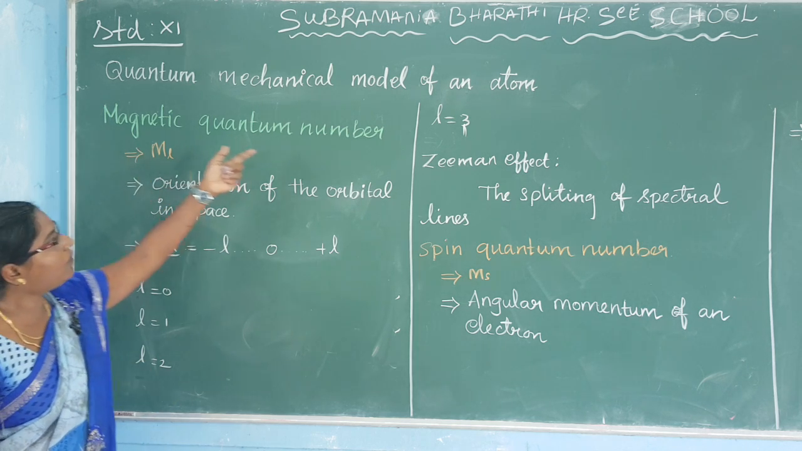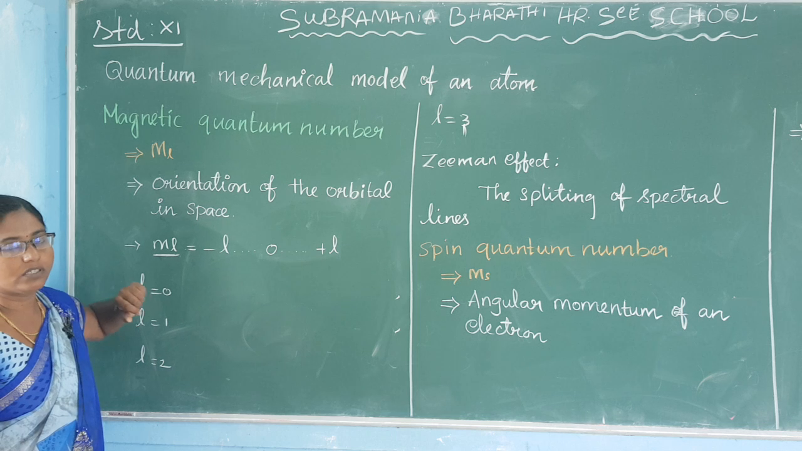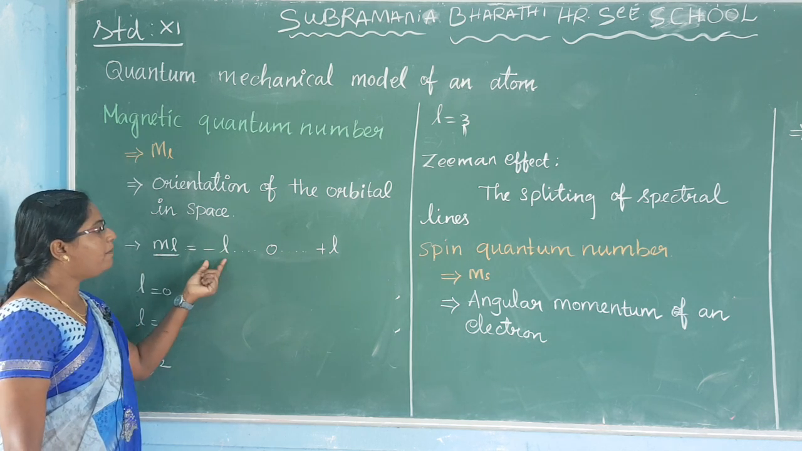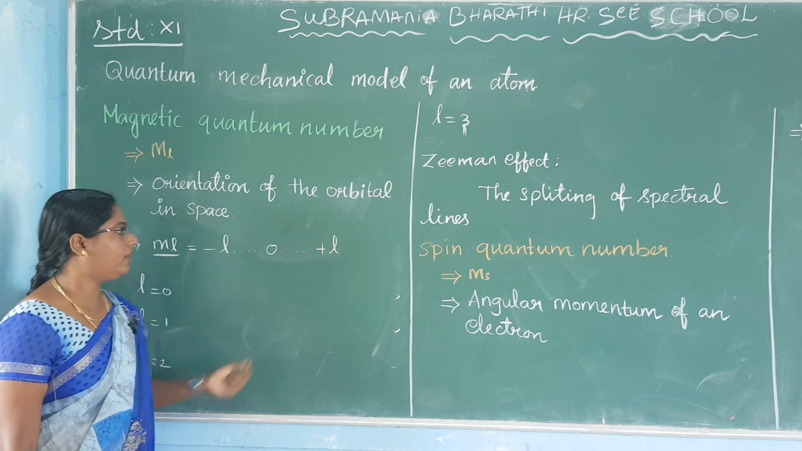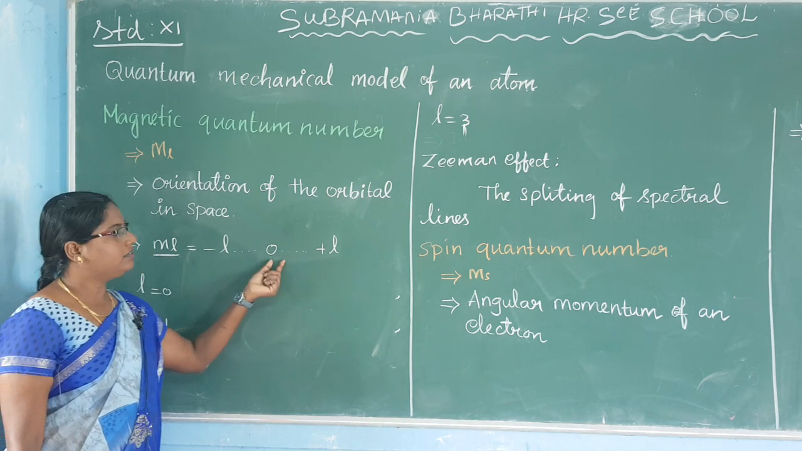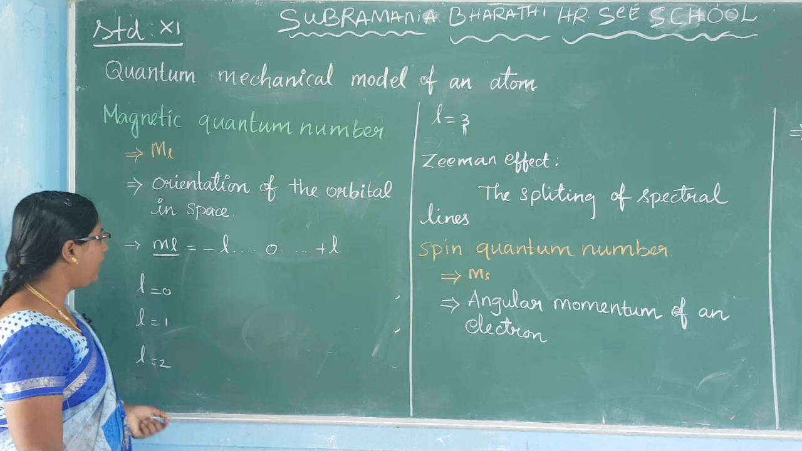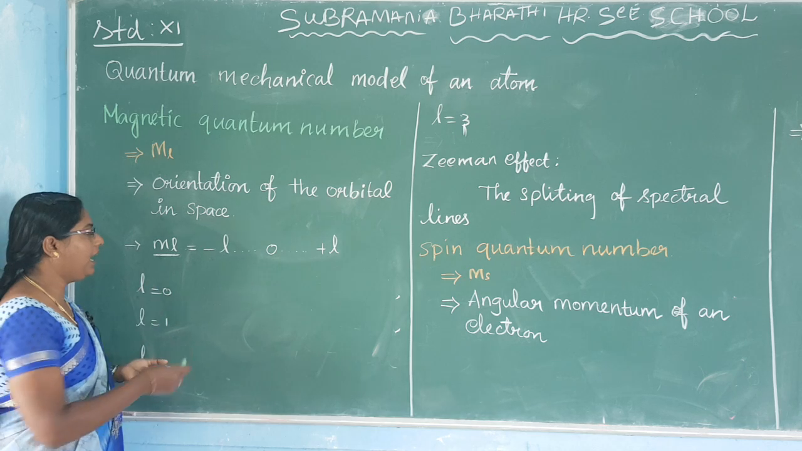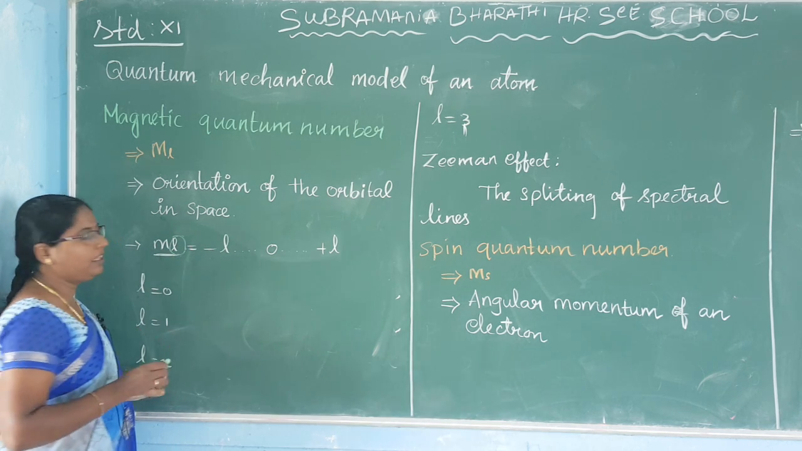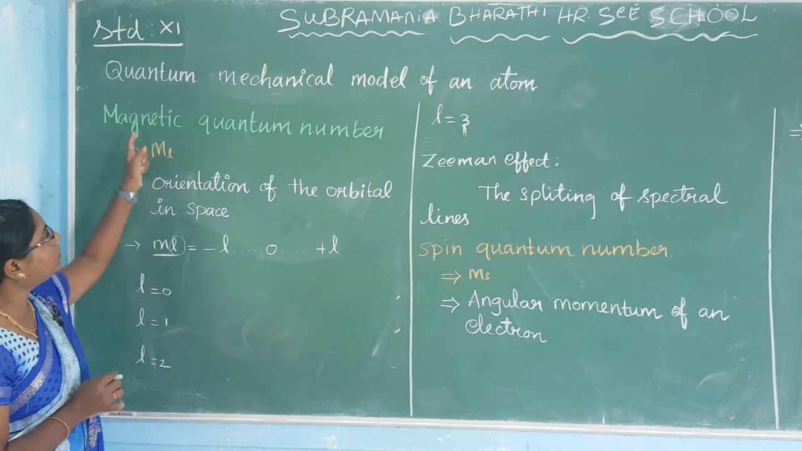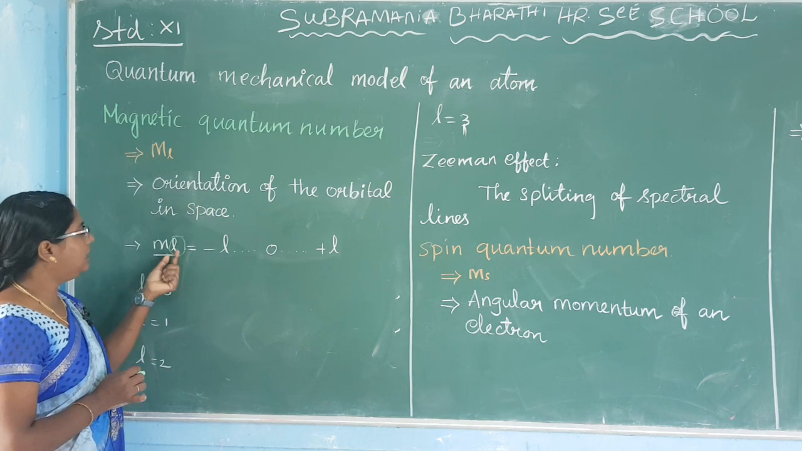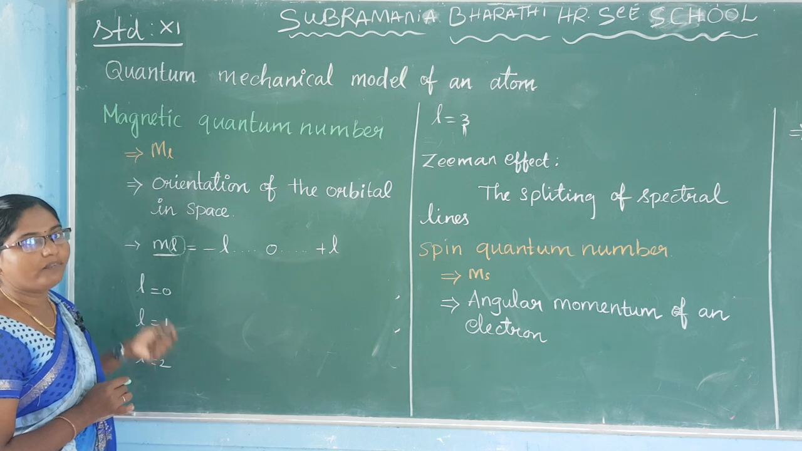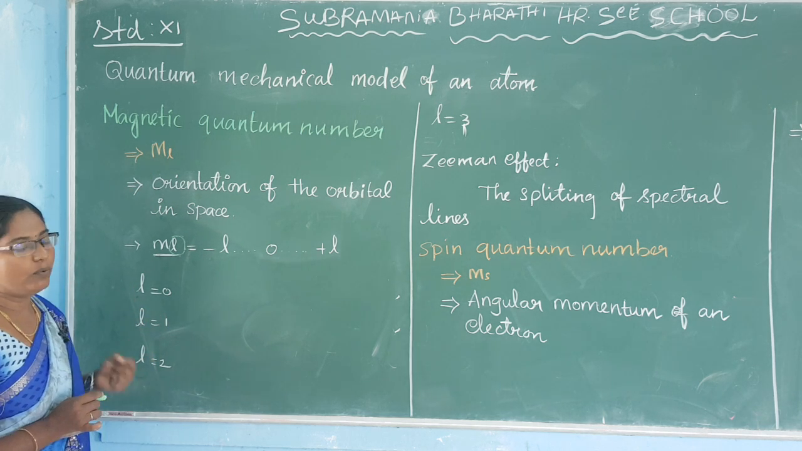This magnetic quantum number ml has some values. What are the values given here? ml is equal to minus l to plus l, which means minus l, 0 and plus l. Here l is nothing but the azimuthal quantum number. So the magnetic quantum number values depend on the azimuthal quantum number values.